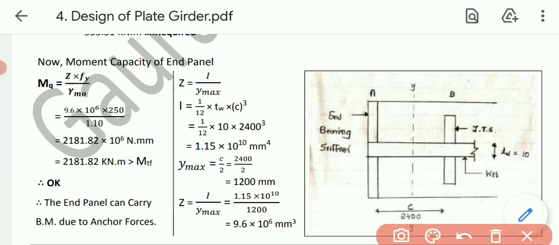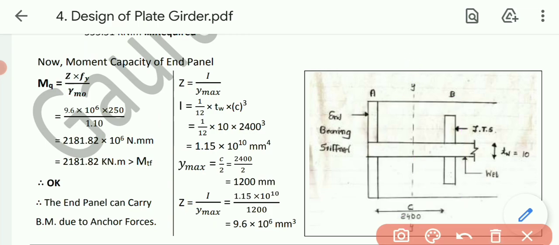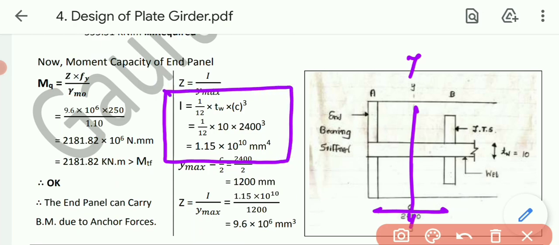Now let's talk about I. We need to calculate I of the end panel with respect to the YY axis. This is our YY axis, so it will be db cube by 12 ultimately. C is the spacing that is getting cut by the YY axis, and TW stands for thickness of web. So ultimately our formula will be TW into C cube by 12. TW, that stands for thickness of web, 10, and C, that is center spacing between two stiffeners, that is 2400 cube by 12. By simplifying the term, we will get the answer 1.15 into 10 raised to 10.